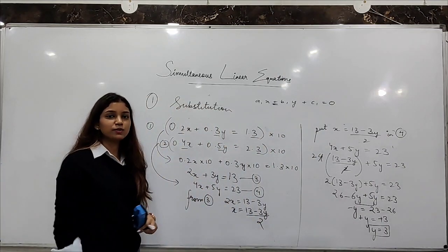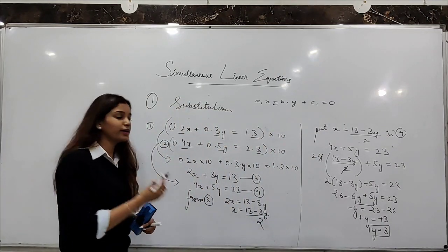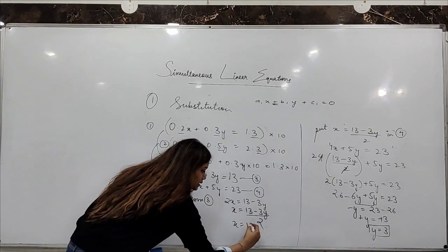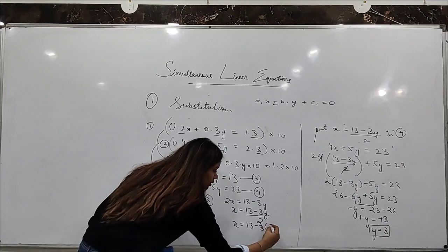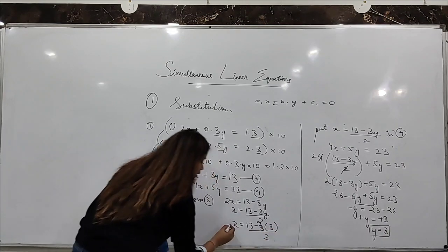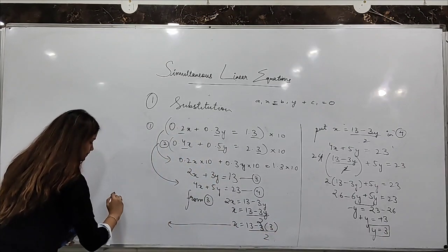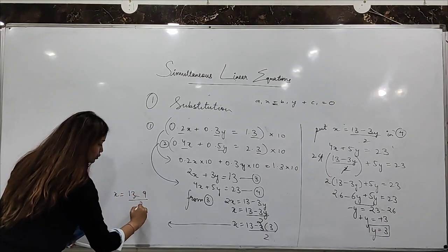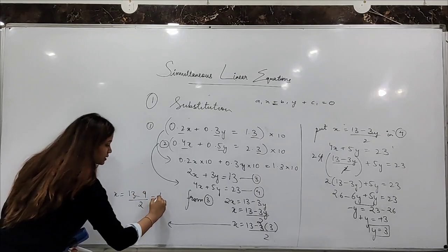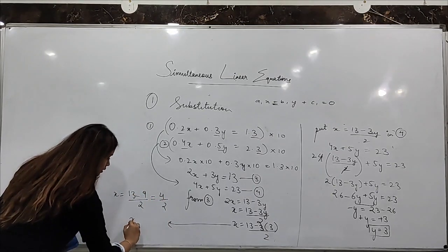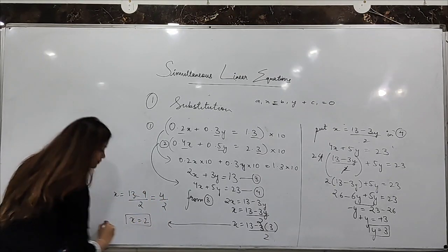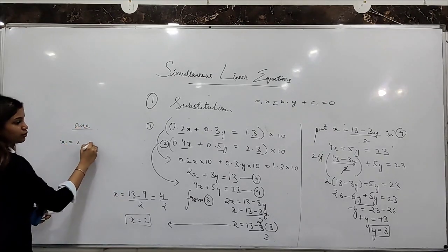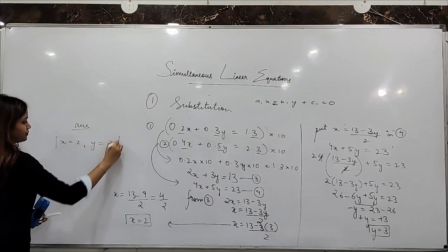I hope you understood this much. Moving to finding out the value of x. I said that you can just put the value of y over here. So x is equal to 13 minus 3 into 3 upon 2. I am moving the calculation over here. 13 minus 3 3s are 9 upon 2. What is 13 minus 9? 4 upon 2. So x is 2. Your answer is x is equal to 2, y is equal to 3.